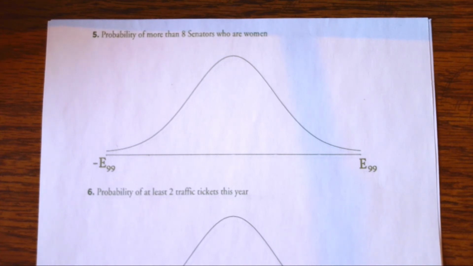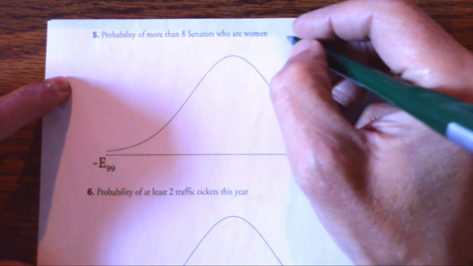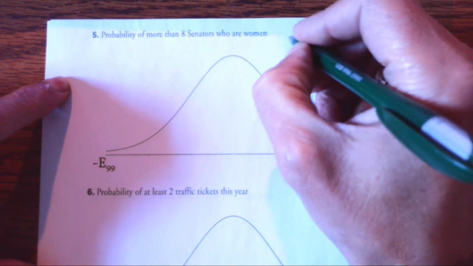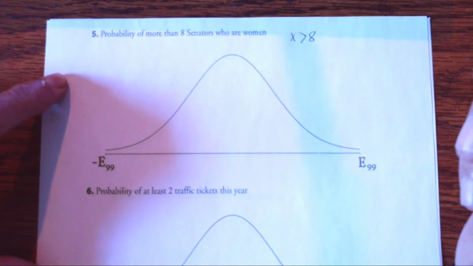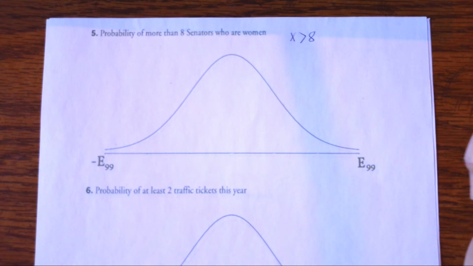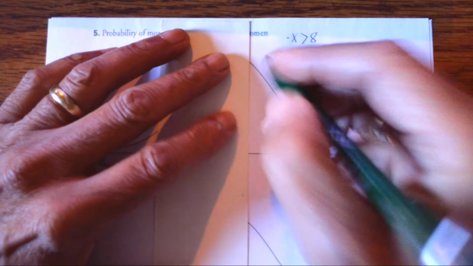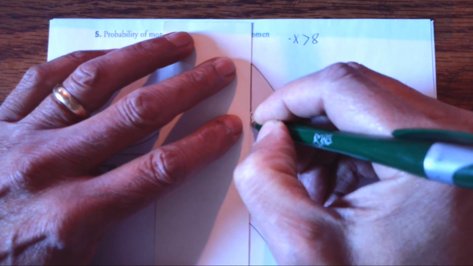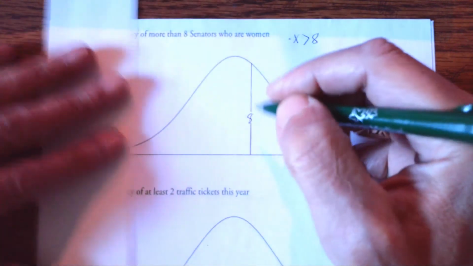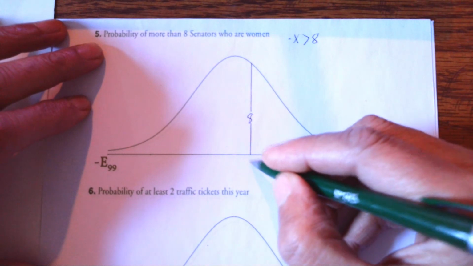So let's begin. First thing is reading a problem. Probability of more than 8 senators who are women. What I'm going to do here is write this as an inequality: more than 8, so x greater than 8. Where I draw my line to indicate my 8 on my bell curve doesn't really make much difference. But here's what I'm going to do. I'm going to put an 8 here and continue my line down here. Notice, I didn't want to put 8 on my horizontal axis here.